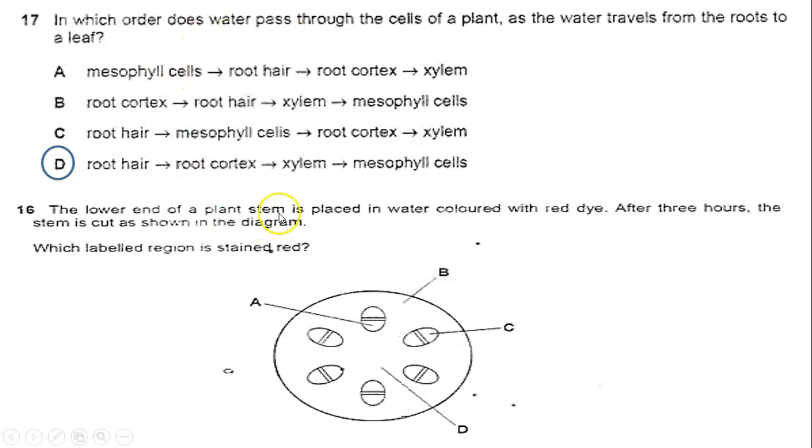The lower end of the plant stem is placed in water colored with red dye. After 3 hours, the stem is cut as shown in the diagram. Which labeled region is stained red? It's gonna be A, because as we said, the xylem is the one pointing in the middle, and this is the ring arrangement of the stem.